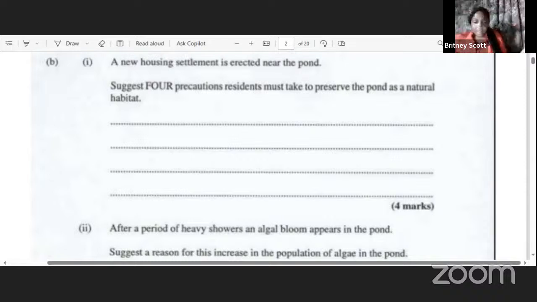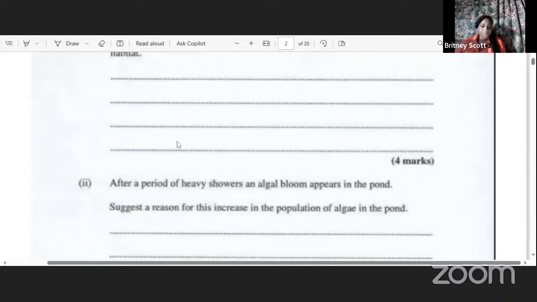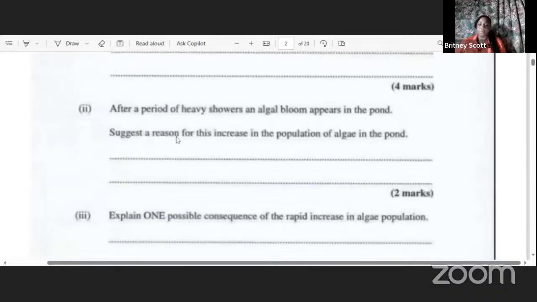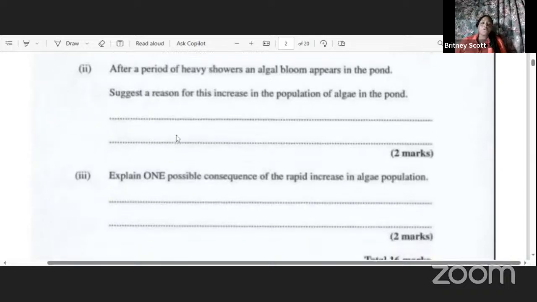All right. So if we are finished with that question, is there anything else that we'd like to add? So dispose of waste far away from the pond. All right. Okay, moving to the next question.